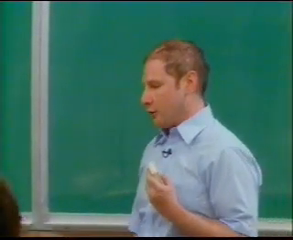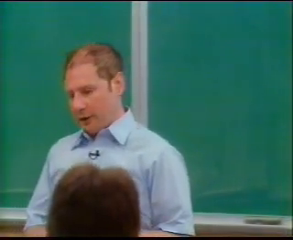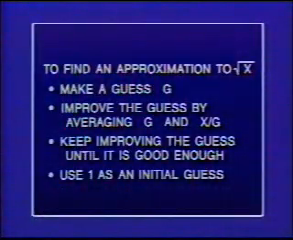Let's go back to this square root algorithm of Heron of Alexandria. Remember what that said? It said to find an approximation to the square root of x, you make a guess. You improve that guess by averaging the guess and x over the guess. You keep improving that until the guess is good enough. I already alluded to the idea. The idea is that if the initial guess was actually equal to the square root of x, then g would be equal to x over g. So if you hit the square root, averaging them wouldn't change it.